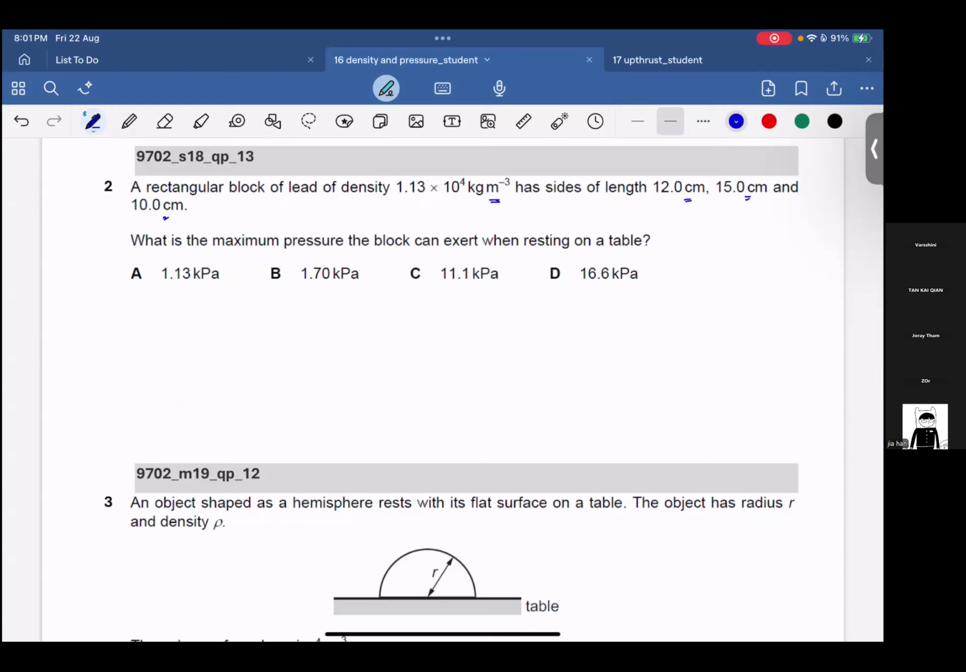Wow, Prasan very fast. Correct, Prasan. Prasan, you try question number 3. Without me guiding you, see whether you are able to get the answer or not. How about the others? You try maximum pressure. If maximum pressure, that means the area should be minimum. So for the rectangular block, you have to think which side you need to use to rest on the surface.